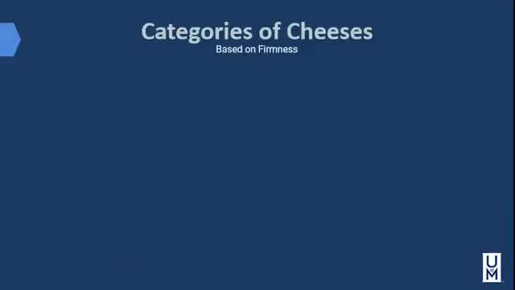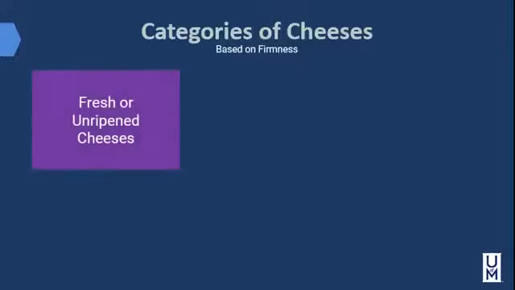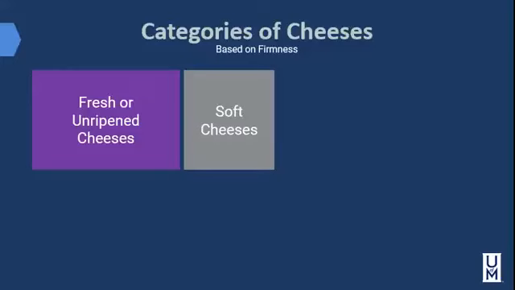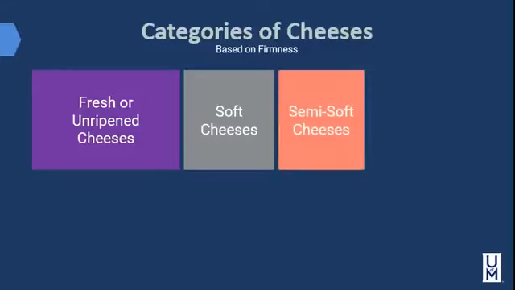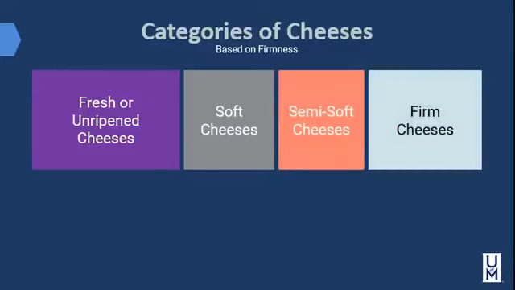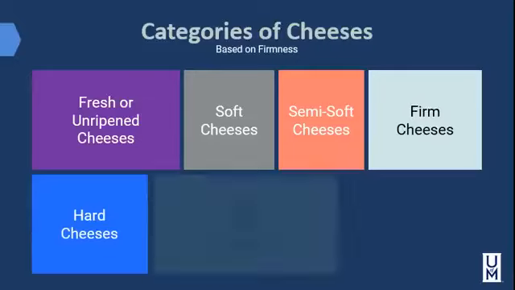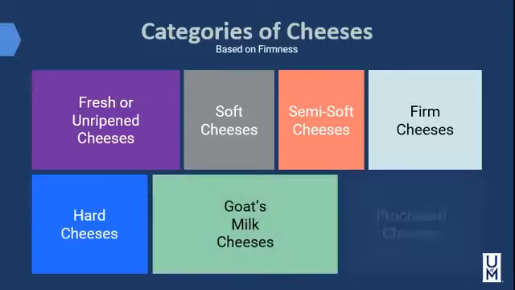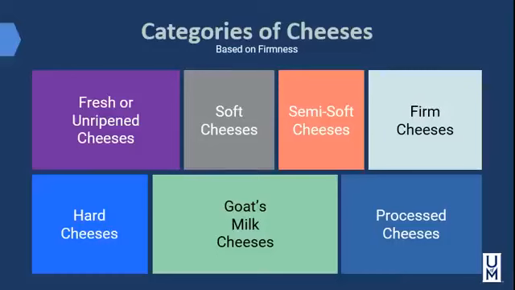Cheeses are categorized a variety of different ways. This is just one way of categorizing the cheese. There are many different ways of looking at categorizations of this. This particular categorization is based on firmness: fresh or unripened cheeses, soft cheeses, semi-soft cheeses, firm cheeses, hard cheeses, goat's milk cheese, and processed cheeses.